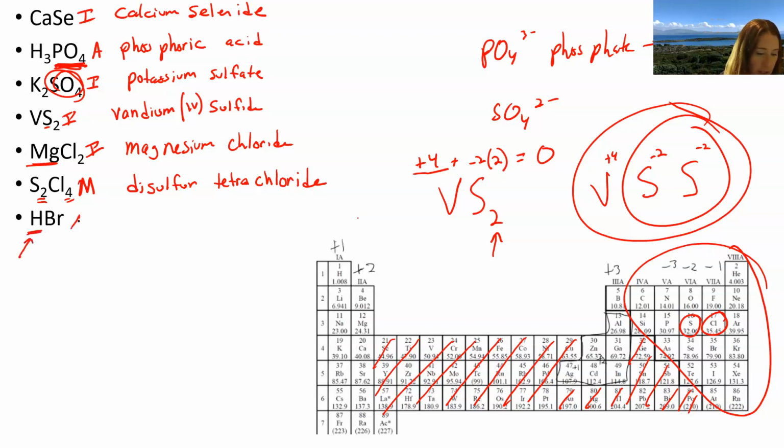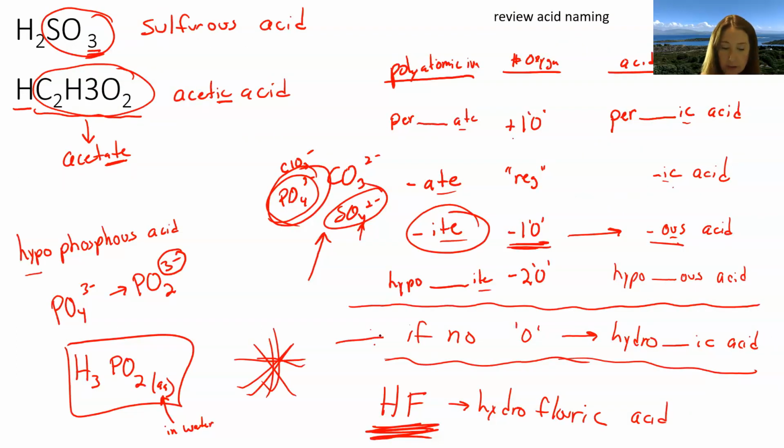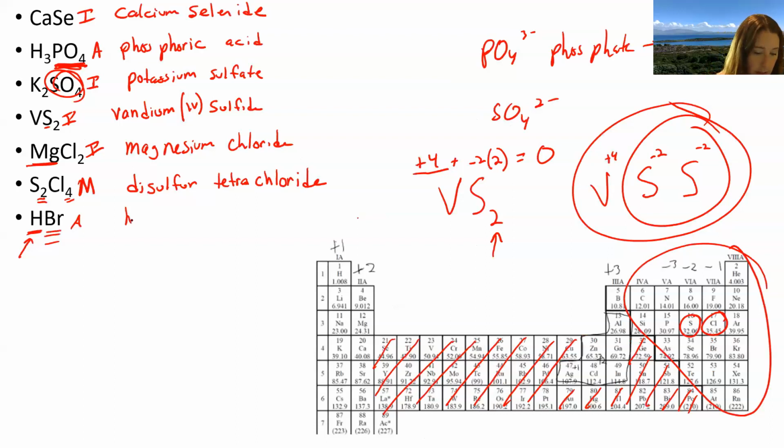Oh, starts with an H, it's acid. And there's no O's. If no O's, hydro-ic acid. So this is hydrobromic acid.